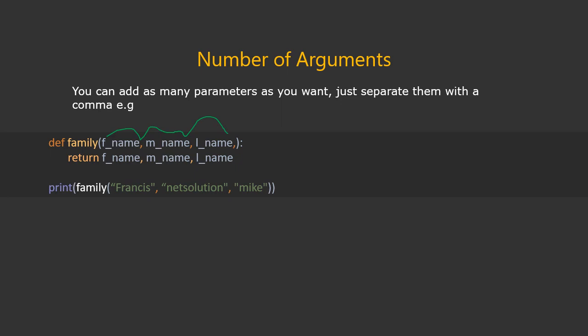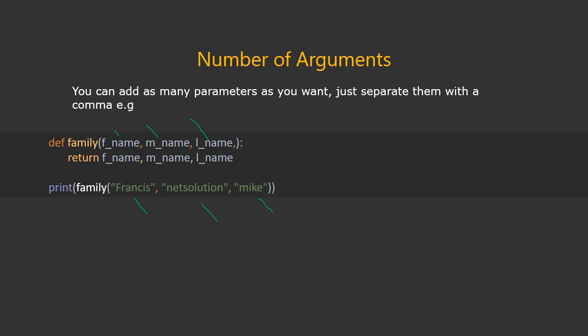Now we returned the three of them. We return the f name, the m name, and the last name. Aside from the returning, when calling the function, we call the function by specifying family followed by the parentheses and the arguments. As you can see here, we've specified three parameters, and then while calling the function, we also specify three values, three arguments to it.